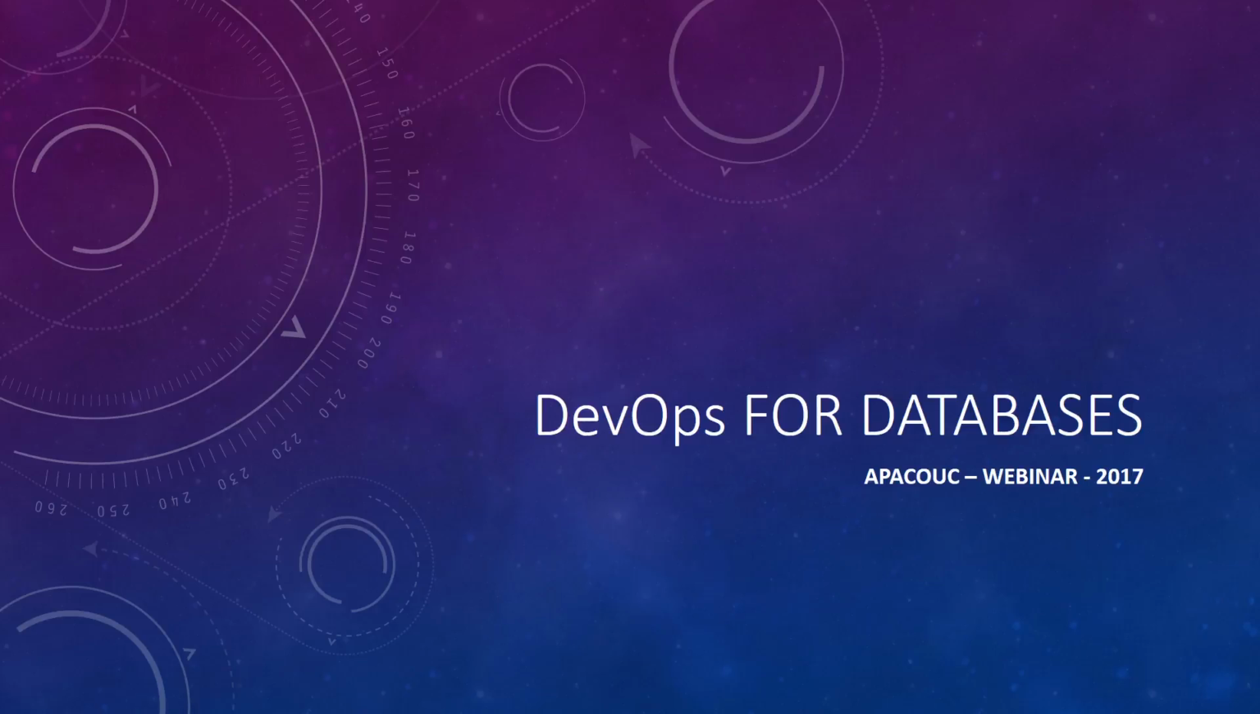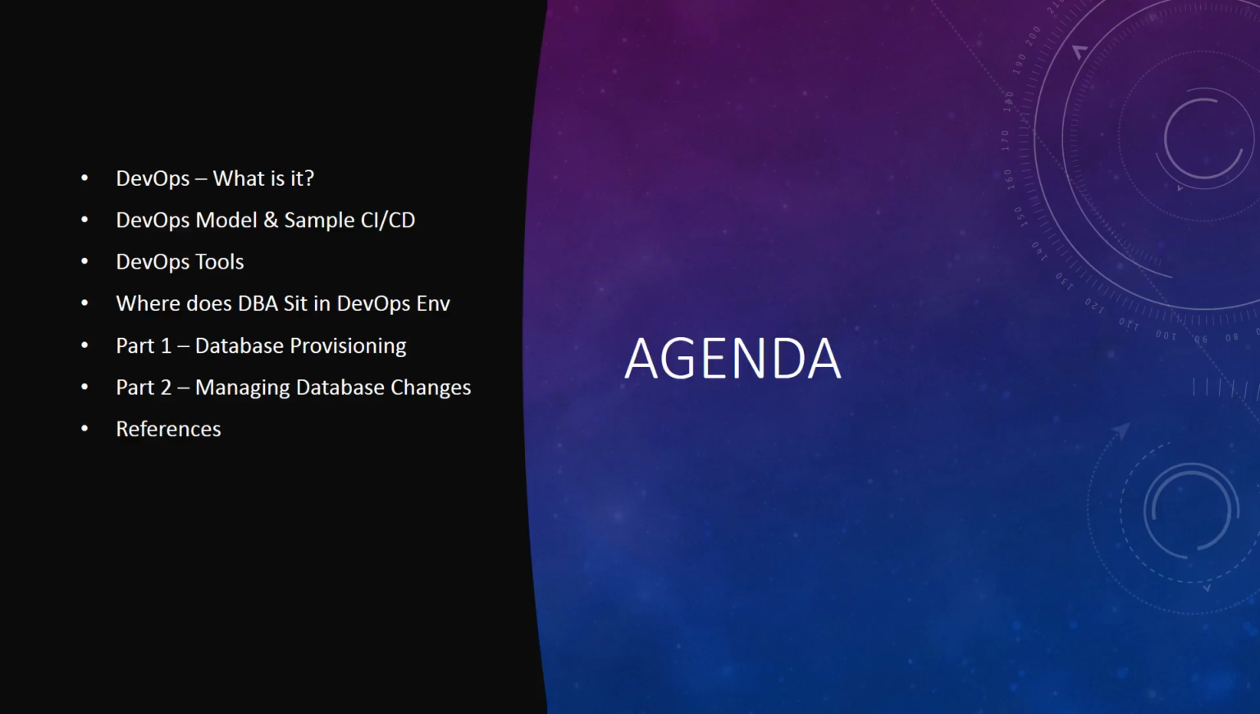This presentation is about DevOps for Databases, and today's agenda is: what is DevOps, what is it for databases, DevOps models, and I will also be showing some sample CI/CD processes, and I will also show some DevOps tools that every DBA must know. And where does the DBA fit in a DevOps environment? We're also discussing database provisioning as part 1, and in part 2 we are going to see how database changes can be managed in a DevOps environment, and we will see some differences. Let's see.